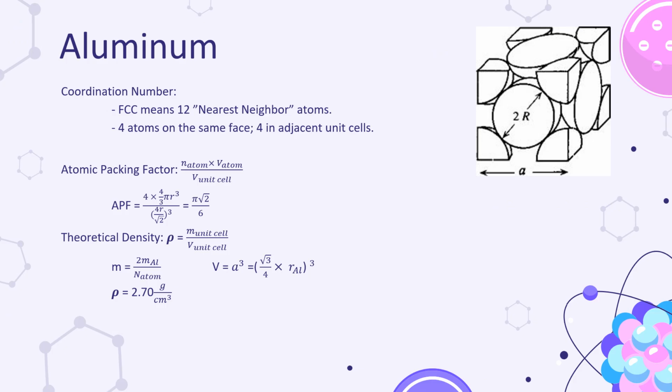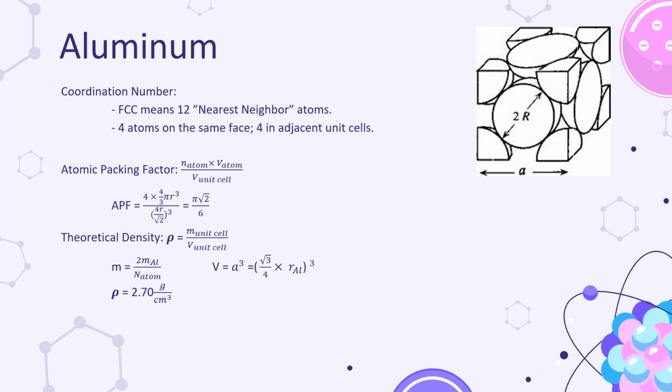Alright, opening up with our face-centered cubic metal, aluminum. Since it is FCC, it has a coordination number of 12 nearest neighbor atoms, 4 on each face and 4 in each unit cell surrounding it. To find its atomic packing factor, you multiply the number of atoms and the volume of each atom and divide it by the volume of the unit cell. After substituting, you get 4 times 4/3 pi r cubed divided by 4r over root 2 all cubed. That denominator is our a value. When simplifying, you get pi times root 2 over 6, which gets you 0.74, and multiplying that by 100 gets you 74%, which is the amount of space used by atoms in the unit cell.